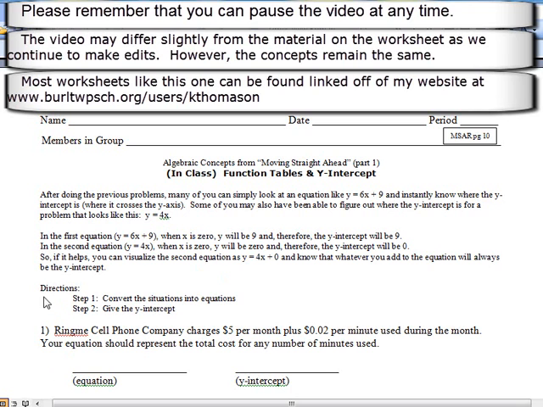Alright, so the directions for this problem. Step 1, convert the situations into equations, which is review. We've done it many times before. Step 2 is give the y-intercept, which is what we were just going over up here.